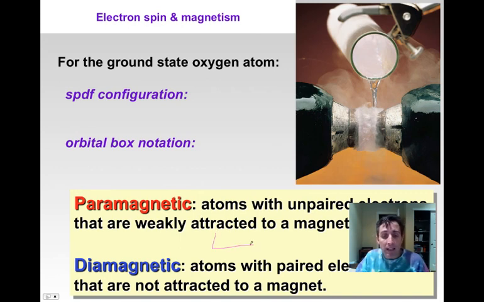So paramagnetic, if you had a box, so if I have 1 in each one, they're unpaired. It's paramagnetic. Even if I had just 1 unpaired, it's still paramagnetic. The only way it's diamagnetic is if every single orbital has a pair of electrons. That's diamagnetic. Important to know. There'll be a question on the test.